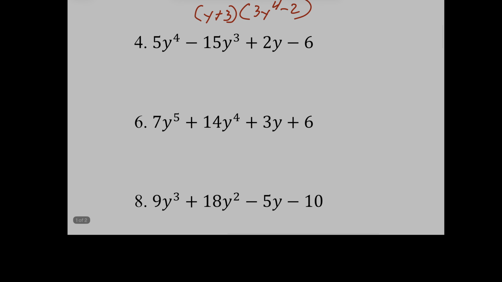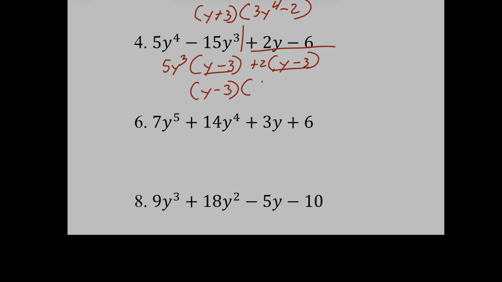Let's go on to number 4. I'm going to do the left side. I'm going to pull out a 5y cubed. And I'm going to be left with a y minus 3. And on this side, I'm going to pull out a positive 2. I'm left with a y minus 3. Y minus 3. And what's left over here? 5y cubed plus 2.